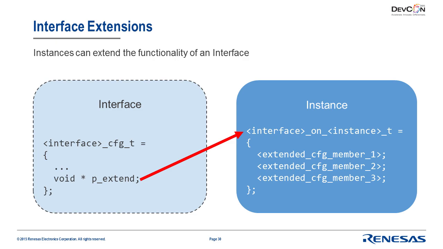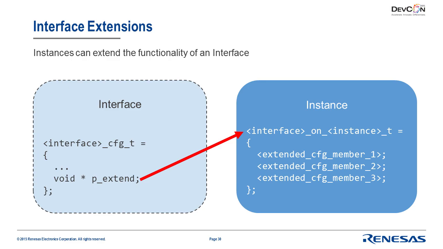Instances can extend the functionality of an interface. Here's an interface, this is a generic one. Every single interface has this, and you'll see at the bottom, void star p_extend. This is the extension pointer. What goes in there? Well, it's defined by the instance. It's very important: extensions are not inside the interface. They're pointed to by the interface, but they're defined in the instance.